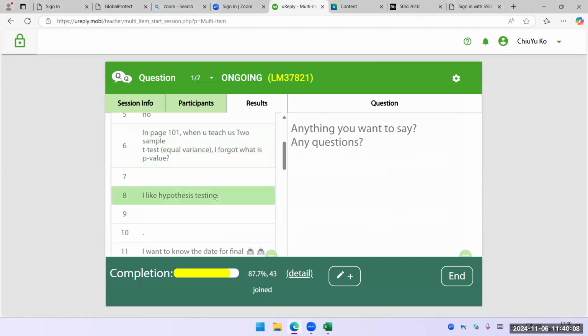Hypothesis testing overall is very simple, right? We just know the sample mean or some measurement from the bell curve. We see whether it's extreme or not, right? If extreme, then reject, right?